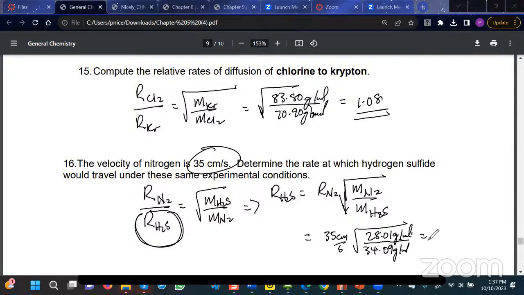And we work that out. So that's 28.01 divided by 34.09. Then I find the square root of that, and then I multiply that by 35. And according to my calculation, this works out to be 32 centimeters per second. And that's how you do that.